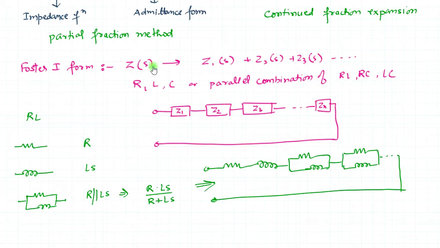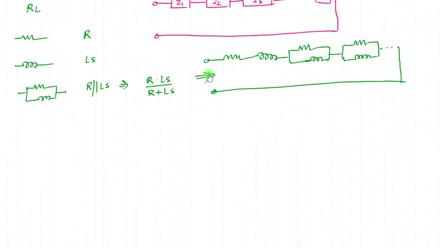Now to decompose the given network function into smaller order network functions, we will require a decomposition method, and in Foster 1 form we use partial fraction methods. We'll discuss partial fraction methods later in this lecture. Let us discuss the Foster 2 realization.